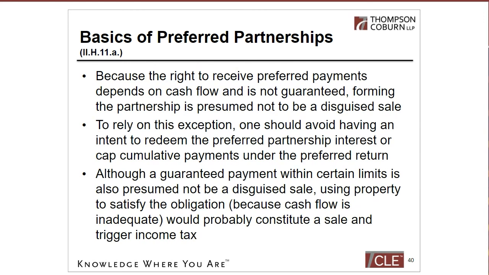Okay. The other thing with this disguised sale rule is that you want to try to be in a safe harbor, and you don't want to cap cumulative payments on the preferred return. I mean, that 8% that I was mentioning in my example, that's an 8% perpetual return. There's no cap on the cumulative amount that may be paid under that 8%. If there is, it can undermine your disguised sale analysis and take you out of the safe harbor, and my materials go into that.